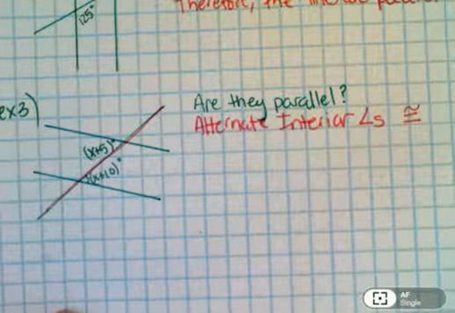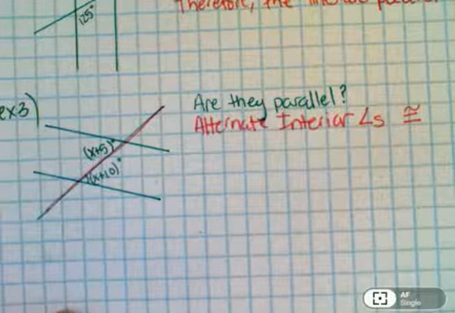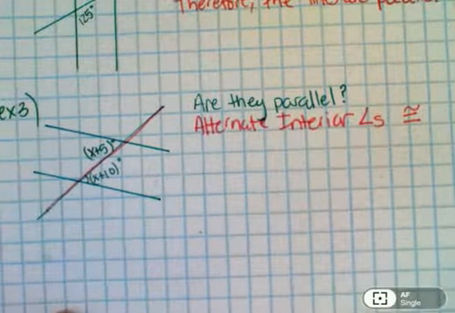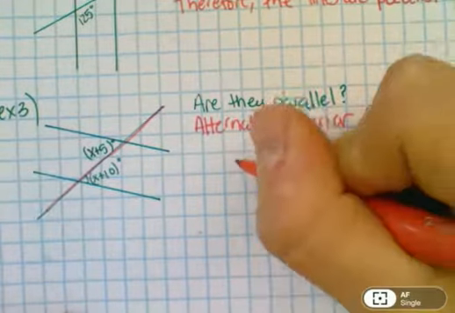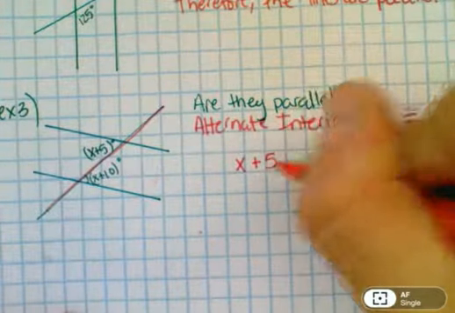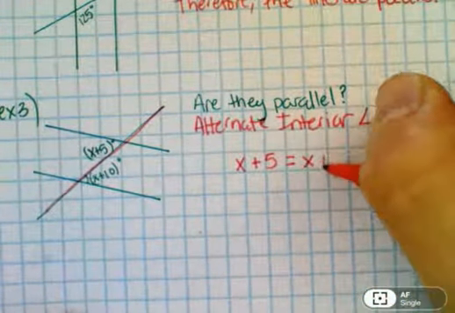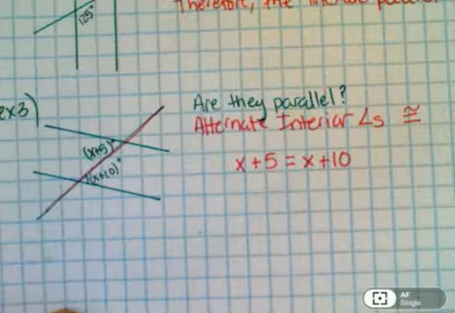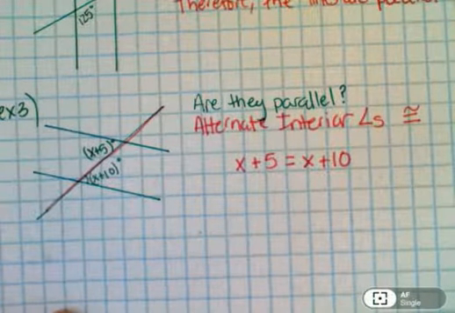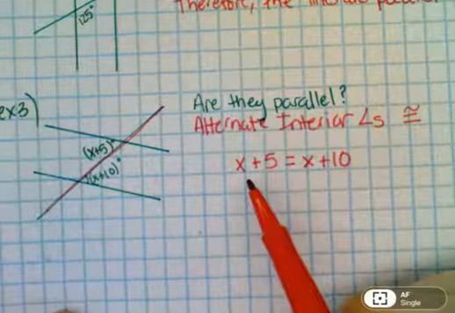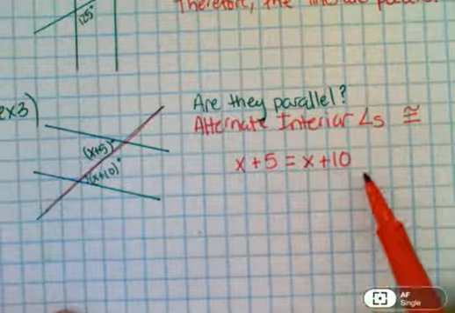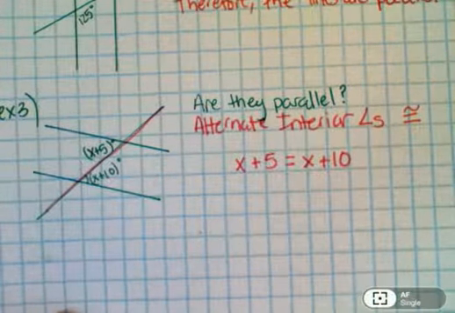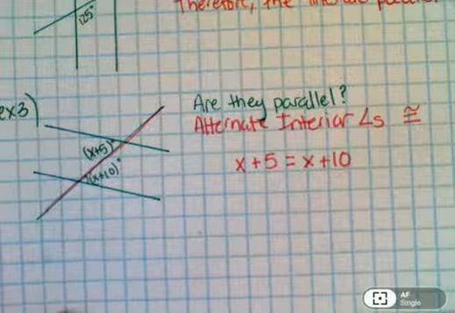And this is weird because we don't have angle measures, we have algebraic expressions. And so let's go ahead and see if they're equal to each other. So the question is, does x plus 5 equal x plus 10? And then just saying that should make you go, huh? Does x plus 5 equal x plus 10? This is a very weird thing to think about.